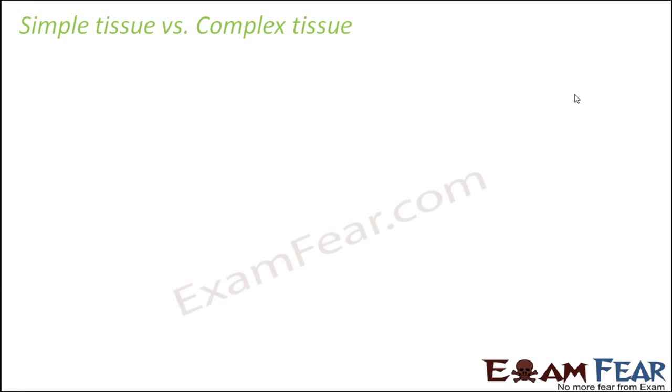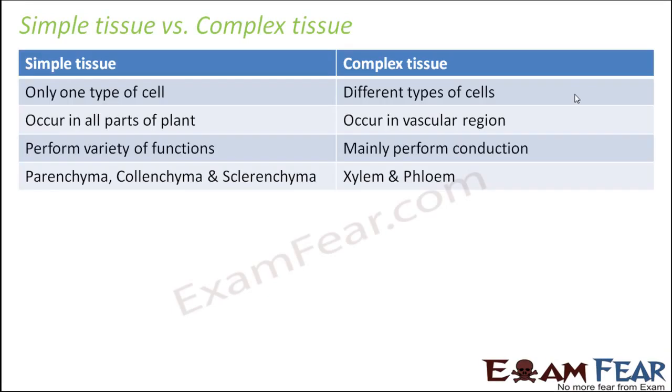Just to wrap it up, we will quickly have a look at the differences between simple tissue and complex tissue. Simple tissues were quite simple. They were made up of one type of cell, that is similar cells, whereas complex tissue is made up of different types of cells. Simple tissue occurs in all parts of the plant, whereas complex tissue occurs only in the vascular region, because when we talk about simple tissues, we are talking about parenchyma, collenchyma, sclerenchyma. They are present almost everywhere. Parenchyma being the packing tissue, it is present inside the leaf, inside the stem. It is also present in the vascular bundles.